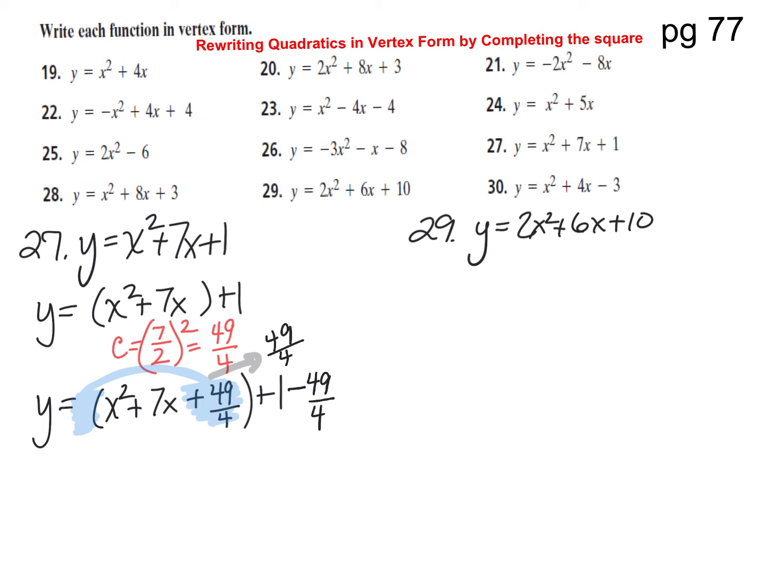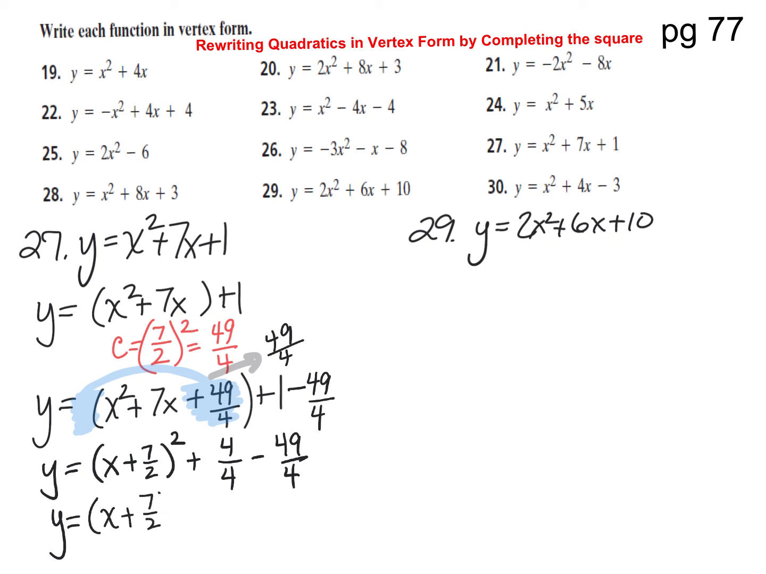And I'm going to factor next. So y is going to equal the quantity x plus 7/2, squared. I'm going to go ahead and put plus 4/4 minus 49/4. 1 has to have a denominator of 4, so I can put those together. So to finish, y equals x plus 7/2, that quantity squared, plus 4/4 minus 49/4, which is -45/4. That's the answer to 27.